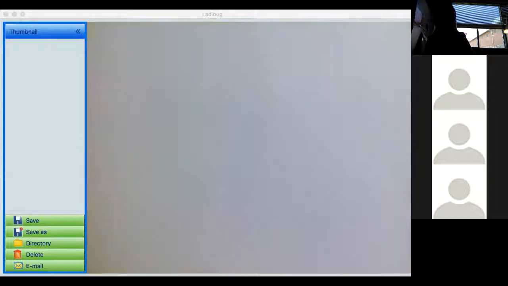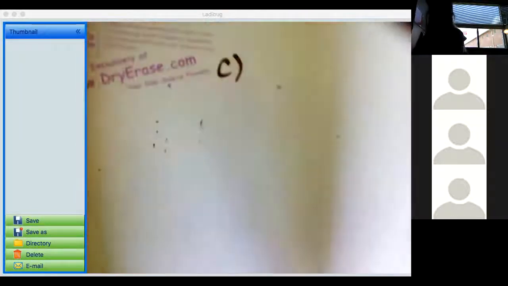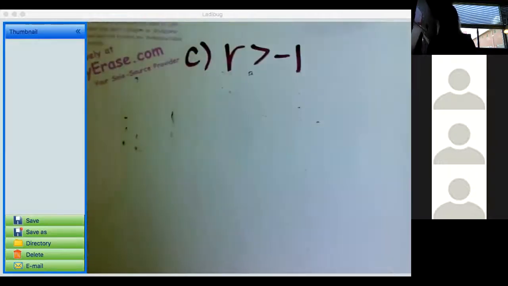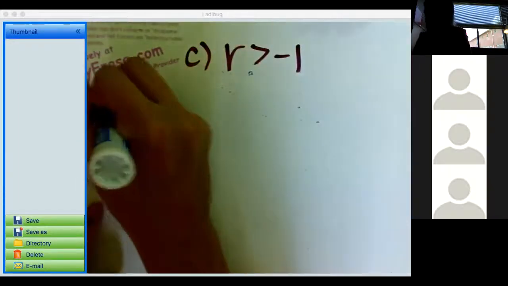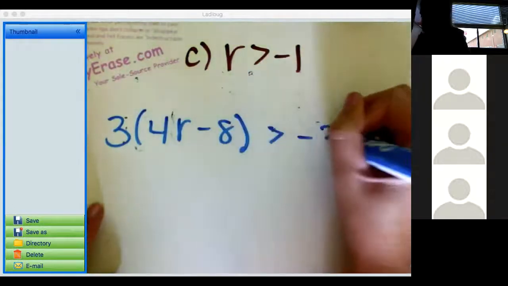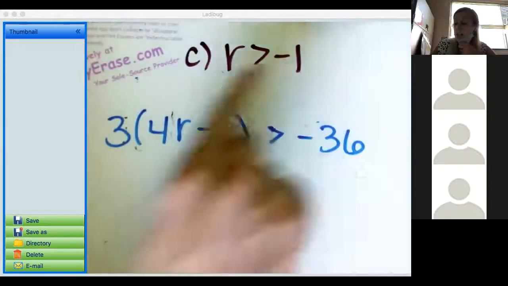All right, so are you fine if I use my answer for number 3? Or not 3, C? So for C, we got, let me do it on this side. For C, we got R is greater than -1, right? And my original equation was 3 times 4R minus 8 greater than -36. All right. So one way you guys could check it is you could plug -1 in.